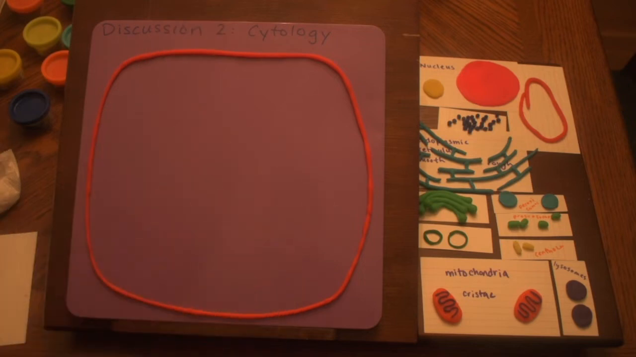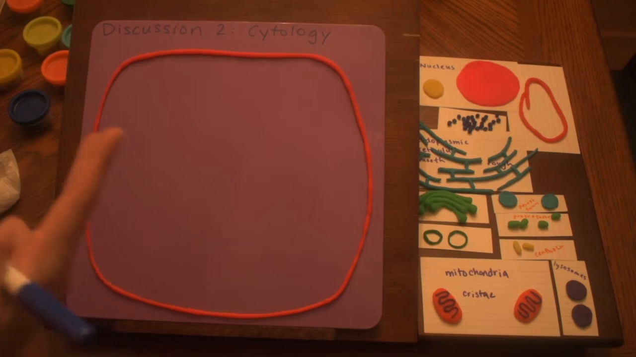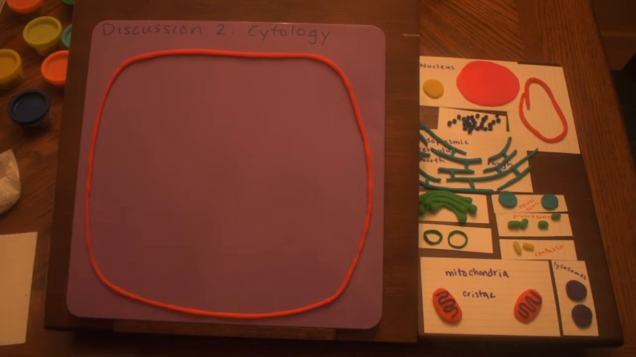So the plasma membrane surrounds the cell. It's made of proteins and lipids. Its function is to define the boundaries of the cell, govern its interactions with other cells, and control the passage of materials to and out of the cell.